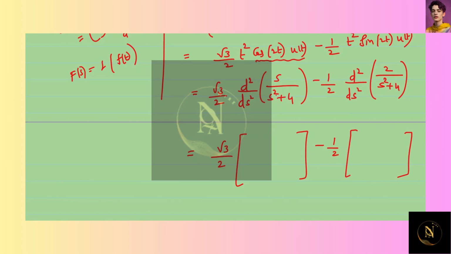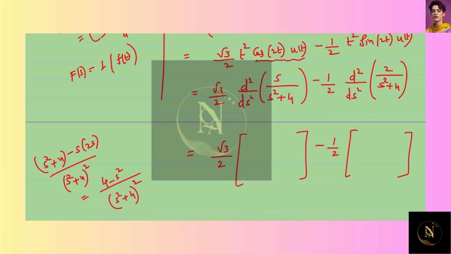So let's do the double differentiation. S by s square plus 4, double differentiation. First derivative is (s square plus 4) whole square in the denominator, s square plus 4 into derivative of s, which is 1, minus s into derivative of s square plus 4, which is 2s. So basically it is 4 minus s square by (s square plus 4) the whole square.